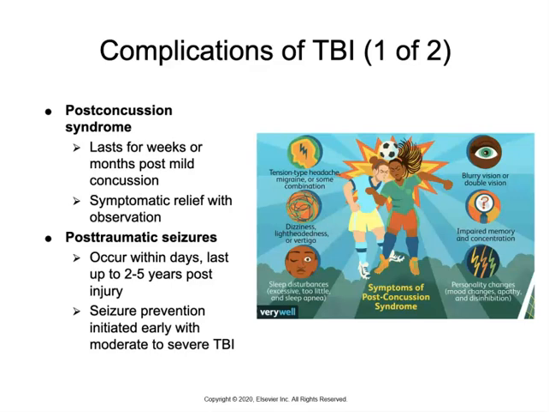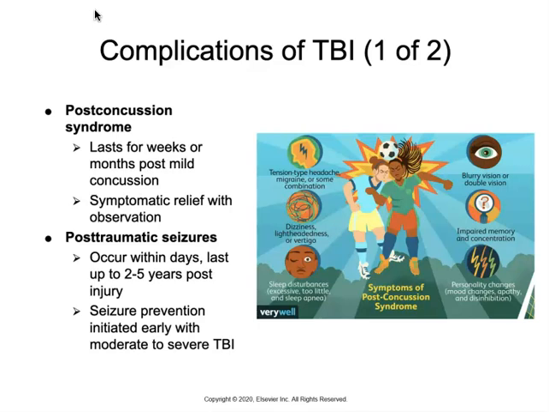Now let's talk about some complications of TBIs. We can see these arise that can affect recovery of someone that has an injury like this. So we can develop post-concussion syndrome that can linger for weeks or months after a mild concussion, causing things like headaches, dizziness, and trouble concentrating, though symptoms usually will improve with time and observation.